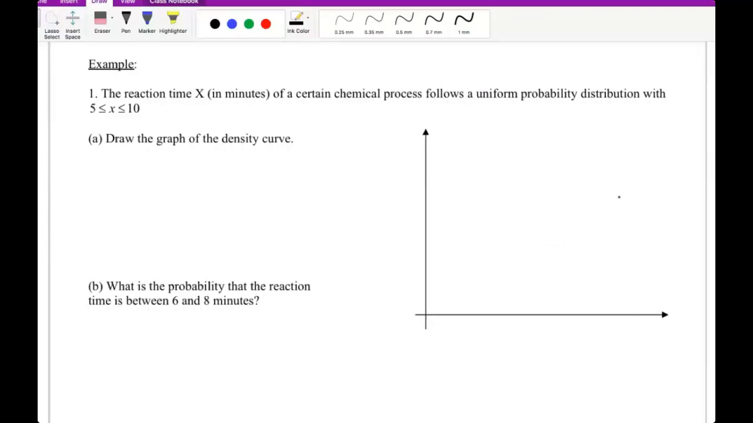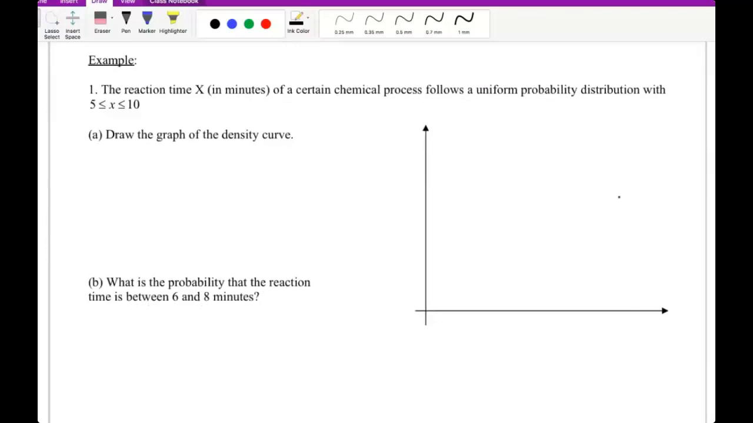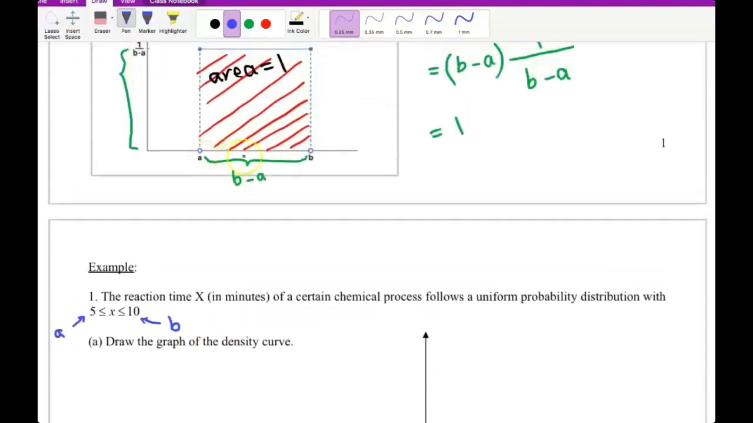Okay, now example. Example number 1: the reaction time X, in minutes, of a certain chemical process follows a uniform probability distribution with X between 5 and 10. Part A, draw the graph of the density curve. Okay, so our X is between 5 and 10. This is exactly the same as having A and B. I'm using A, B because here we had A, B.